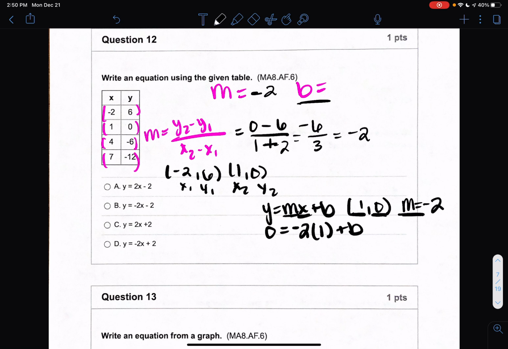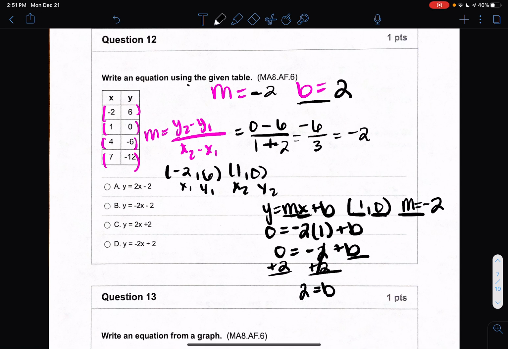Now following the order of operations, I would have to multiply first, which is negative 2 times 1 plus b. And now I'm ready to get b by itself. So I'm going to move that negative 2 to the opposite side, which gives me positive 2, or adding 2 on both sides. Negative 2 plus 2, they cancel out. So I now have b by itself. And then I have 0 plus 2, and 0 plus 2 is equal to 2. So b is equal to 2.